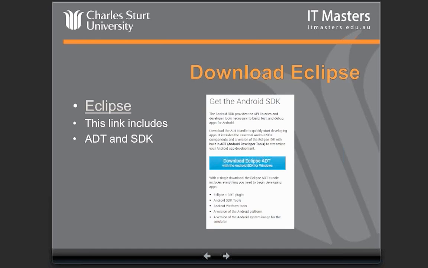Okay, so the next thing we need to do is download Eclipse. So there's the link. Now that one there is Eclipse, including all the Android developer libraries and the SDK for it, all in there. So you'll see that link. That should be the screen that comes up when you click on that. So make sure you grab that.